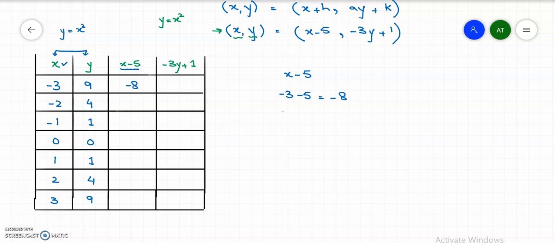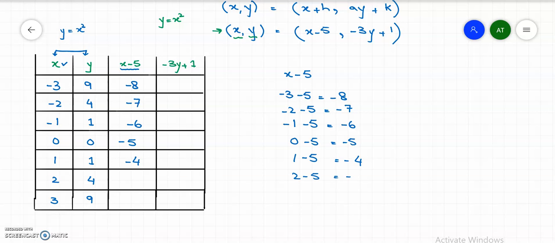Now x is -2, so -2 subtract 5 equals -7. When x is -1, we have -1 subtract 5, that equals -6. When x is 0, we have 0 subtract 5 equals -5. When x is 1, we have 1 subtract 5, that equals -4. And when x is 2, we have 2 subtract 5 equals -3. And the last x value is 3, so 3 subtract 5 equals -2.